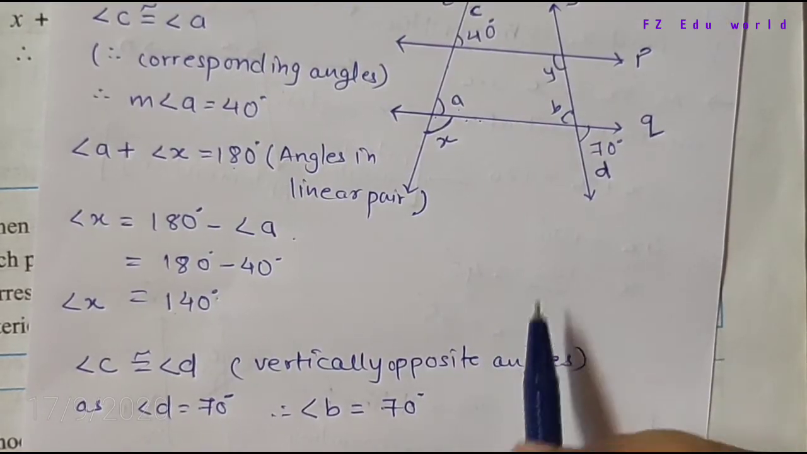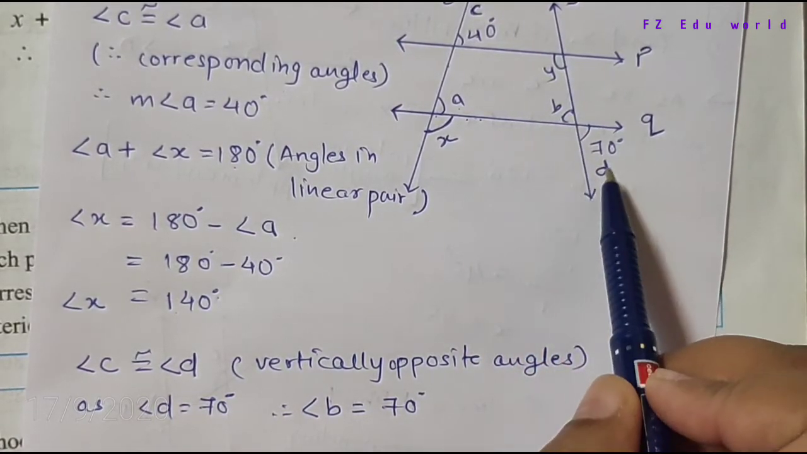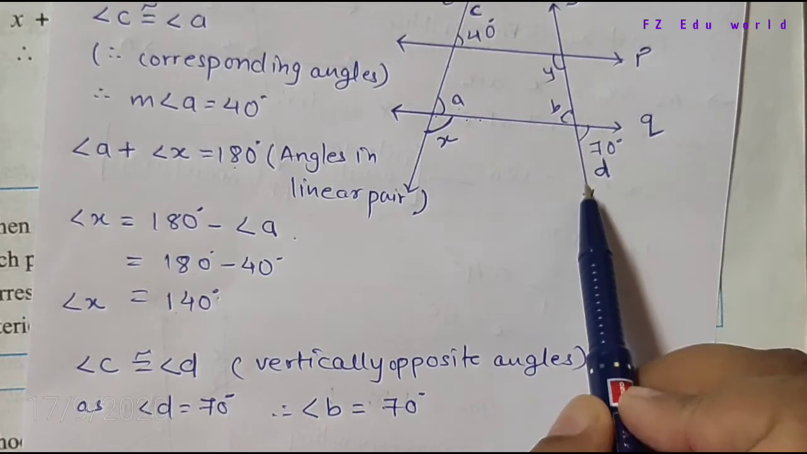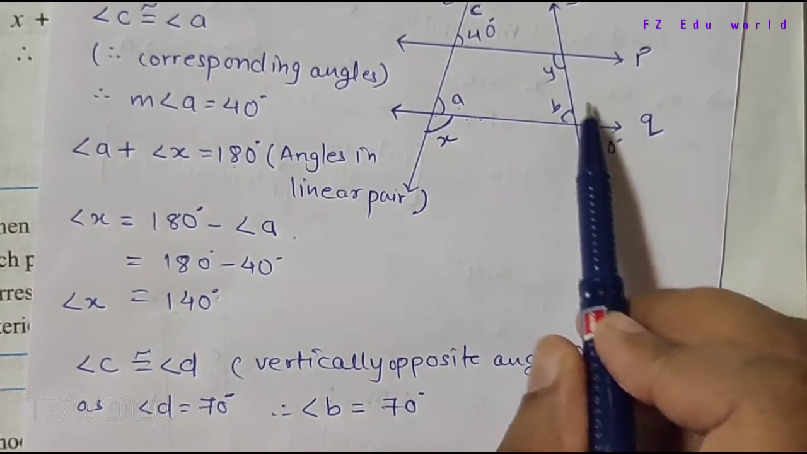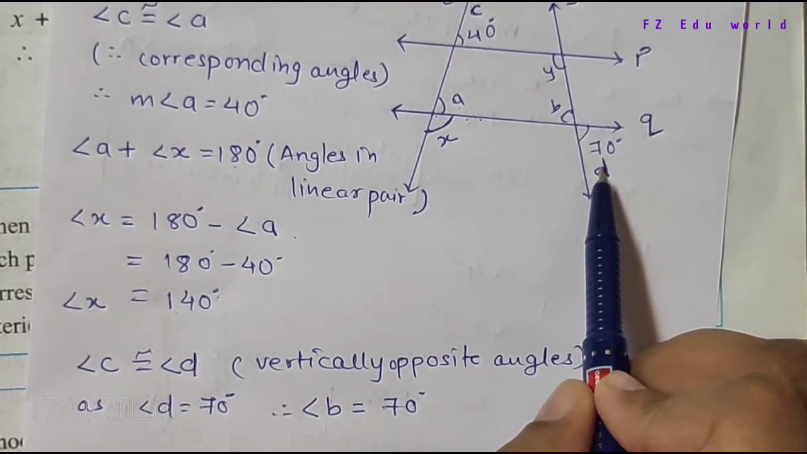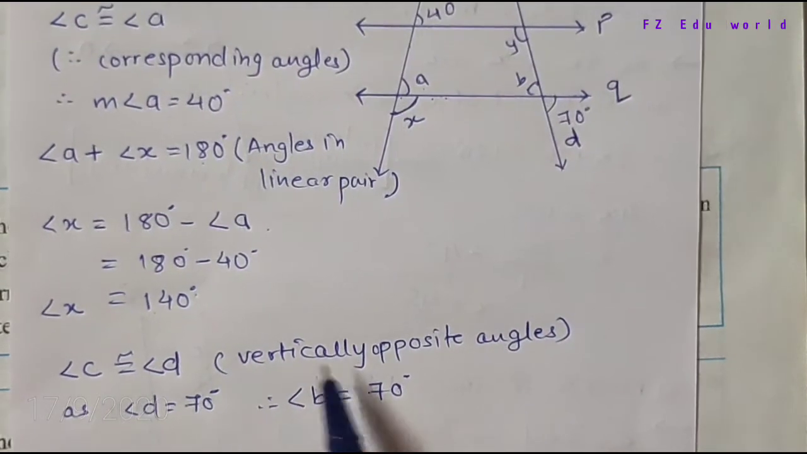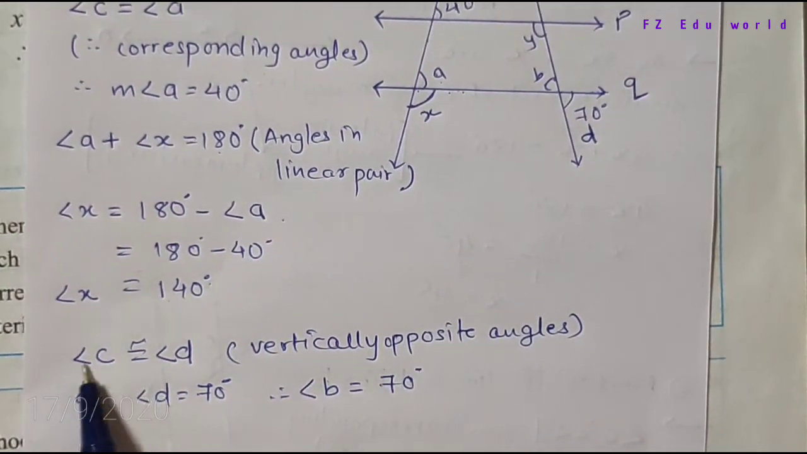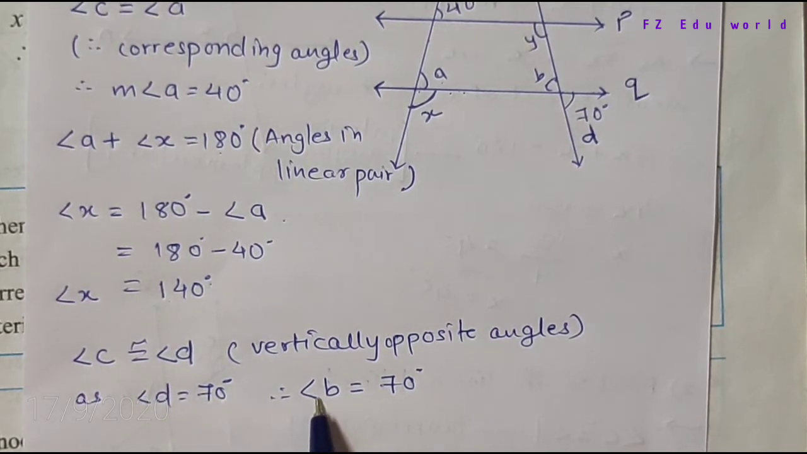Now we have to find the measure of angle Y. See here, I am giving the name angle D to this 70 degree angle. Now by observing this, we conclude that these two angles, angle B and angle D, are vertically opposite angles, and we know that vertically opposite angles are congruent. So angle B is congruent to angle D. If angle D is equal to 70 degrees, therefore angle B is also 70 degrees.